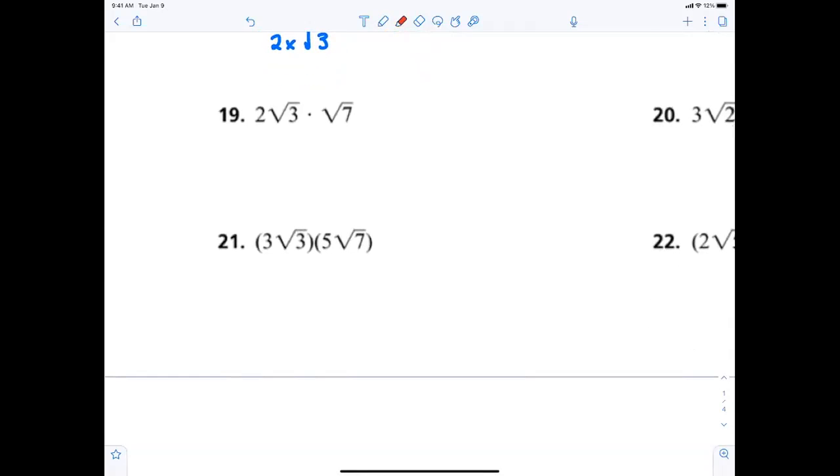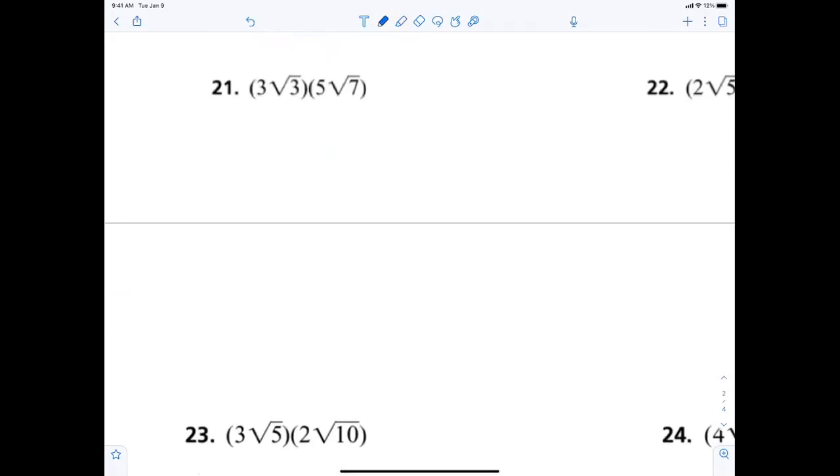Now, is there anything common here? No. So the answer is just what? Someone take a stab at it. 2 radical 21. That's the answer. 2 radical 21. So if I'm looking at 21, that's just what? 15 radical 21. It's kind of logical. You multiply the numbers in front and you multiply under the radical.